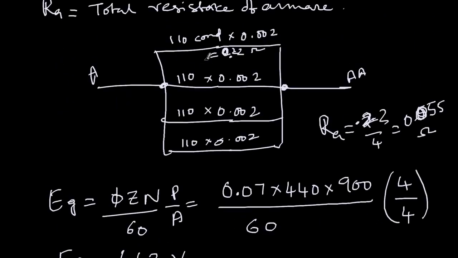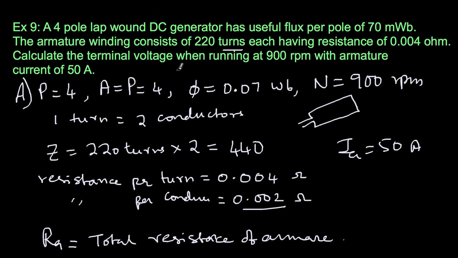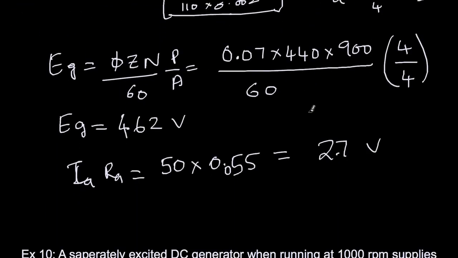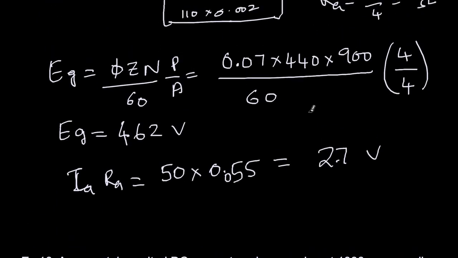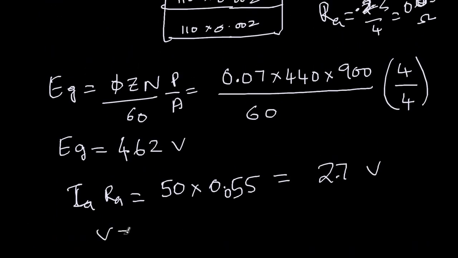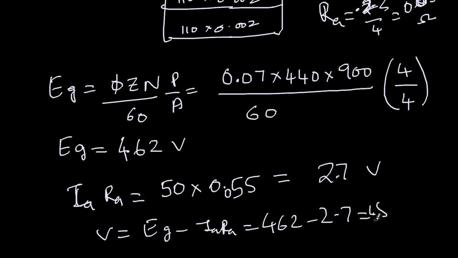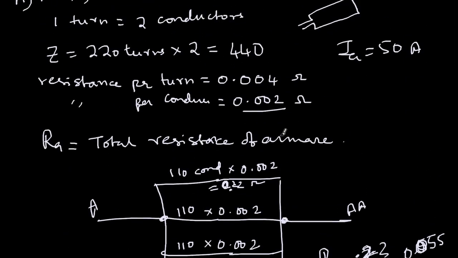And is there any brush drop given in this question? It's not mentioned anywhere. So therefore I can find the terminal voltage, which will be Eg minus IaRa. So that will be 462 minus 2.7, that is 459.3, I guess. So this is the final terminal voltage.